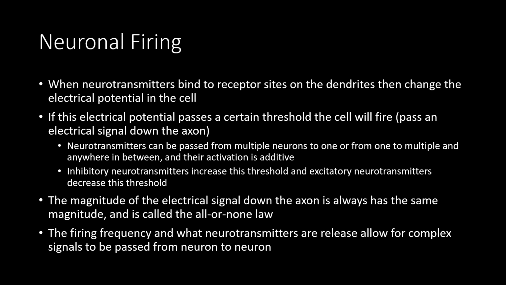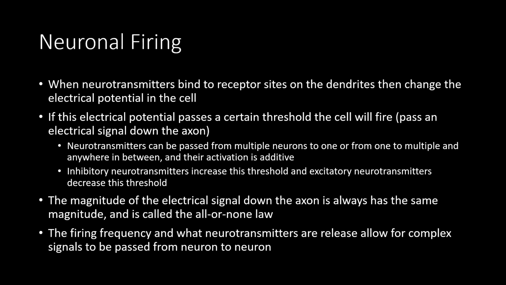Another important thing to remember about neuronal firing is that the magnitude of the electrical signal, this is the amount of voltage that is generated and then the current that flows down, is always the same. No matter how much input it receives or how little, as long as it passes that threshold by a tiny bit or by a huge margin, it will always pass down the same amount, the same magnitude of current. And this is called the all or none law.